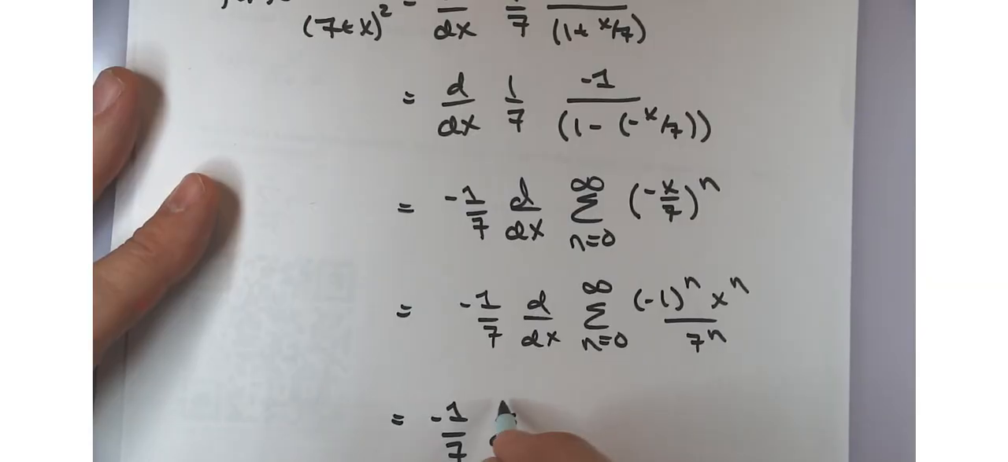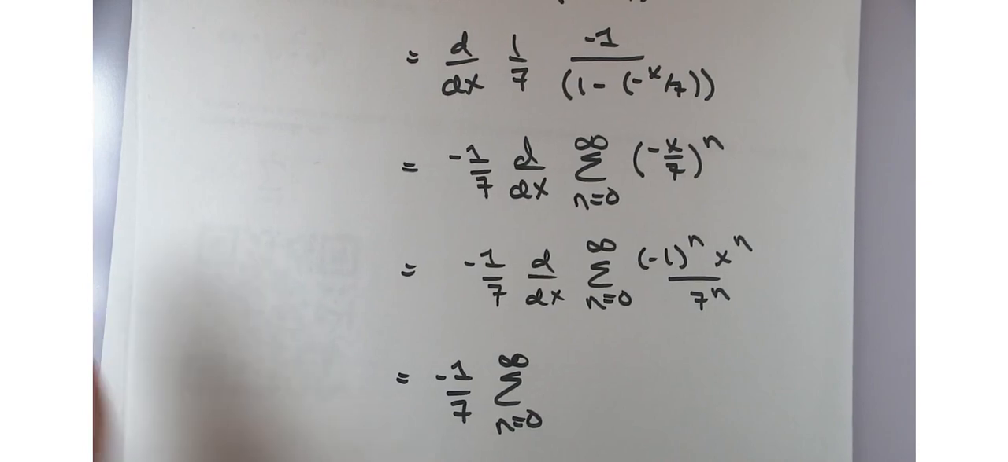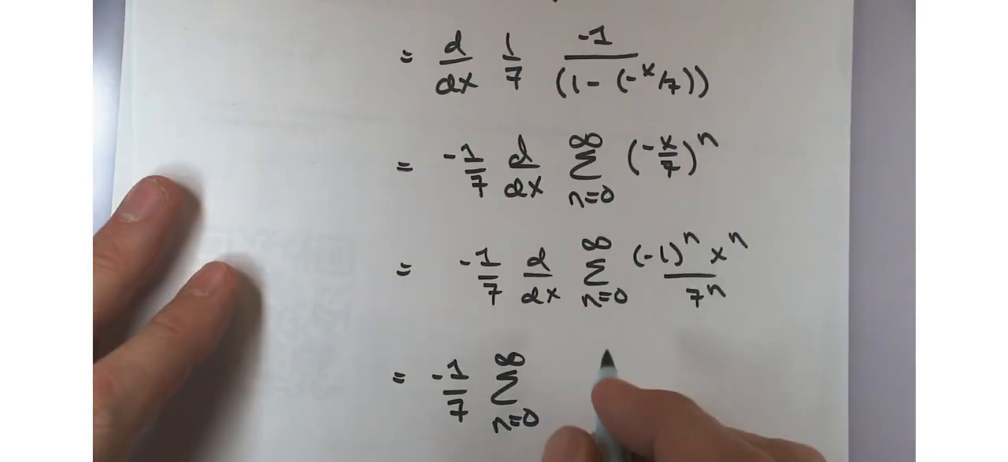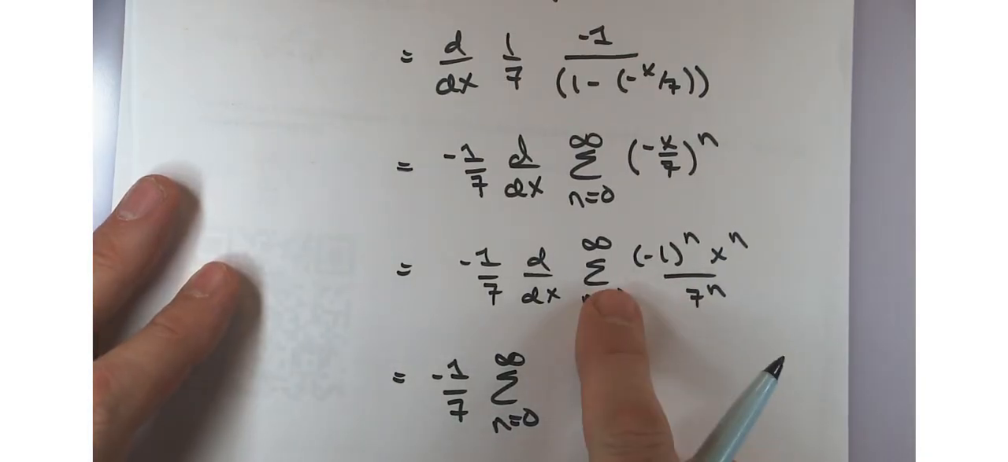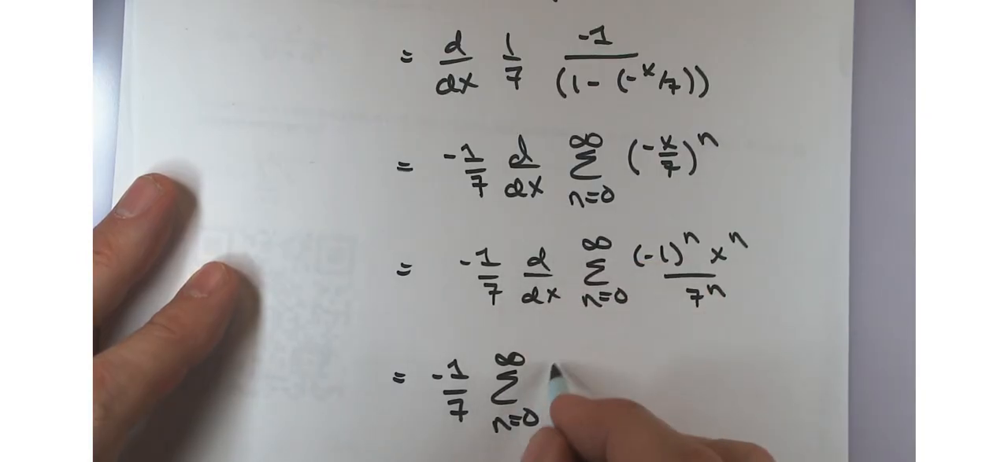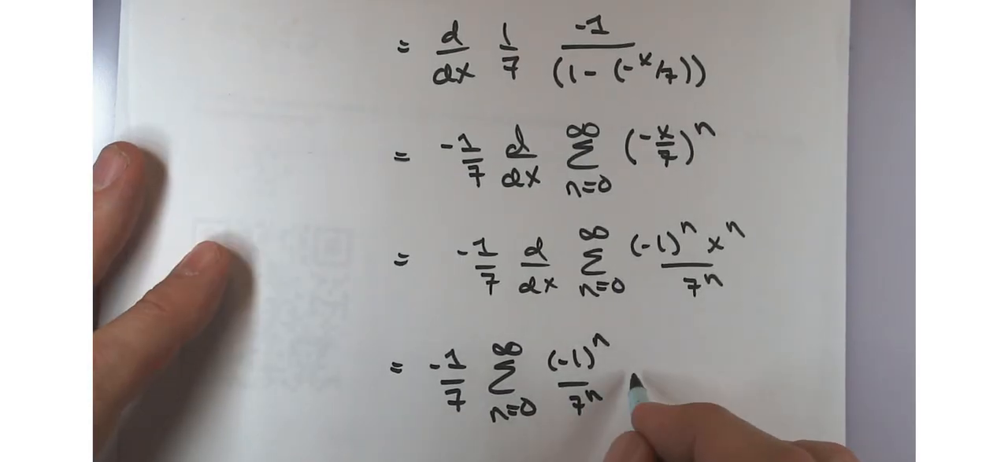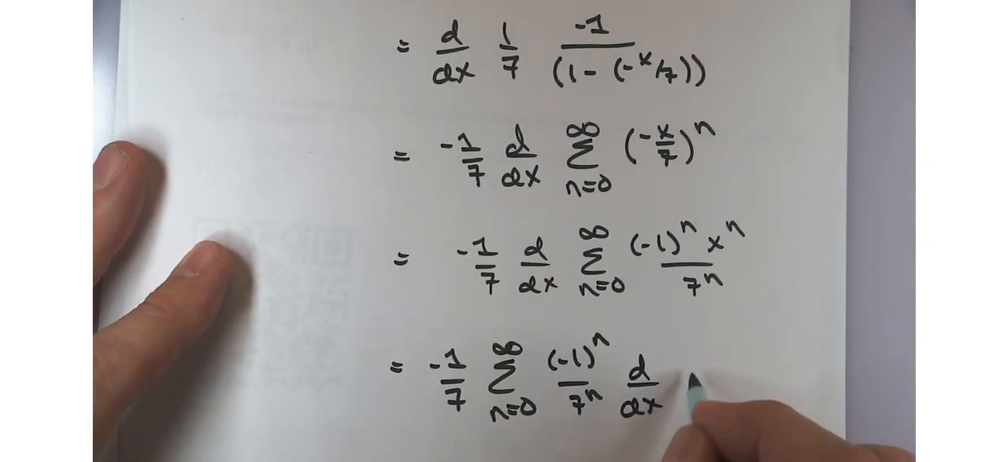I'm going to make another little change. The derivative of the sum is the sum of the derivatives. So I can interchange those two operations. So I'm going to pull that derivative operator inside. Now I'm differentiating with respect to x. So both of these terms, the negative 1 to the n and the 7 to the n, are both constants as far as the derivative is concerned. I just need the derivative of x to the n.